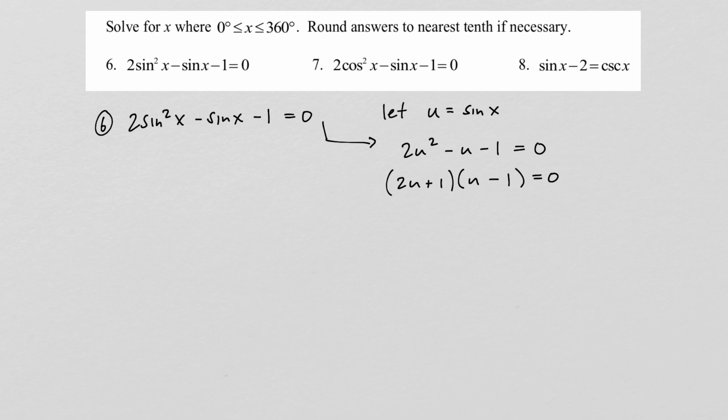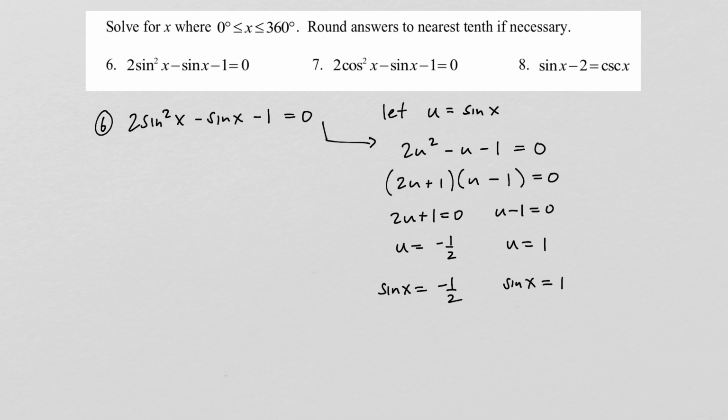And this is how that factors. And then you would simply set each one of these factors equal to 0. And here we would get u equals -1/2, and here we would get u equals 1. But we need to remember that we didn't start with u. We started with sine of x, and I made a substitution here so that we would get an equation that is familiar to us. So now I'm going to put sine of x back in for u. So this is sine of x is equal to -1/2, and sine of x is equal to 1.